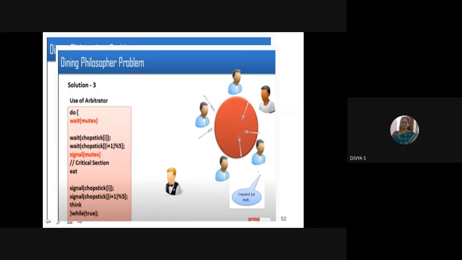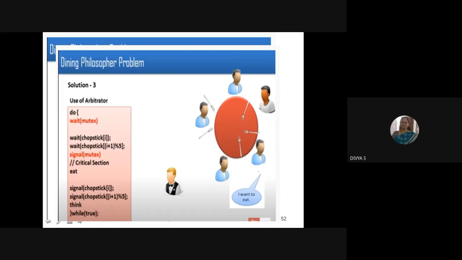In the first scenario, the philosopher has said that I'm hungry, I want to eat. Now he is waiting for the request to be granted by the waiter. Why? Because the waiter is checking whether enough resources are available on the table or not. So he responds to the philosopher. Only after his response, the philosopher took two chopsticks. Now, the next philosopher started showing his willingness that I want to eat.